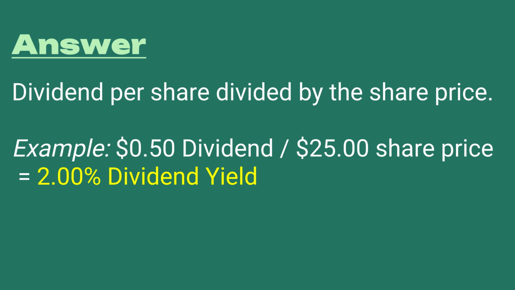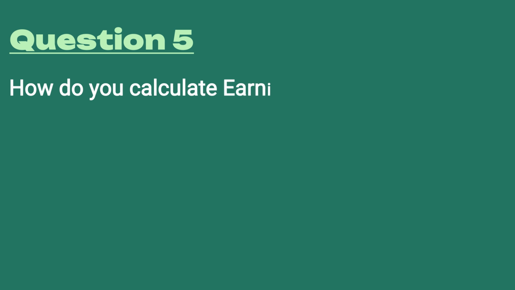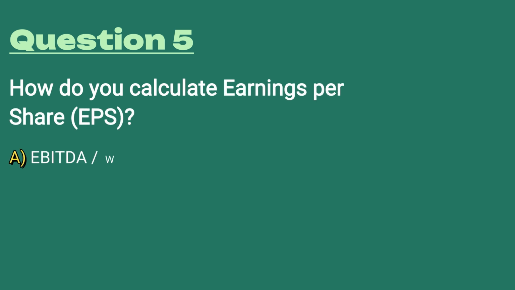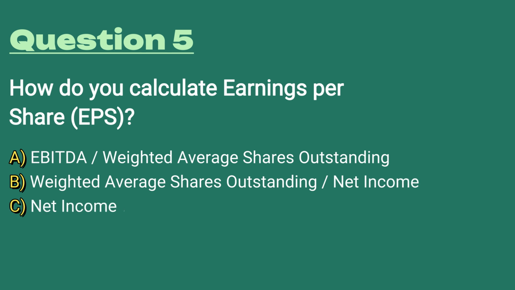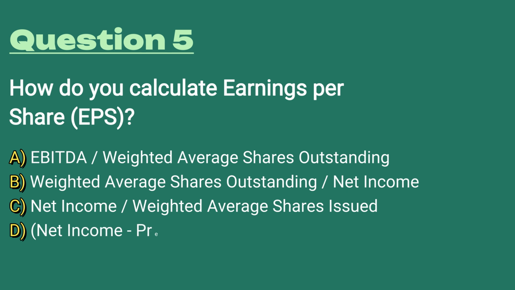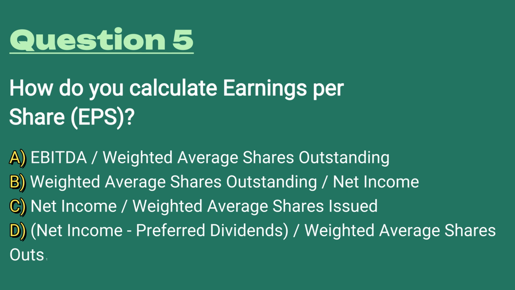Question number 5, how do you calculate earnings per share, EPS? A, EBITDA divided by weighted average shares outstanding. B, weighted average shares outstanding divided by net income. C, net income divided by weighted average shares issued. Or D, net income minus preferred dividends divided by weighted average shares outstanding.